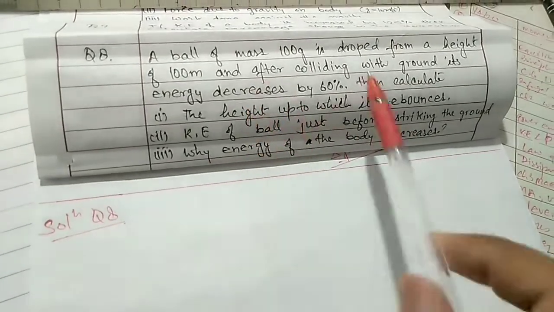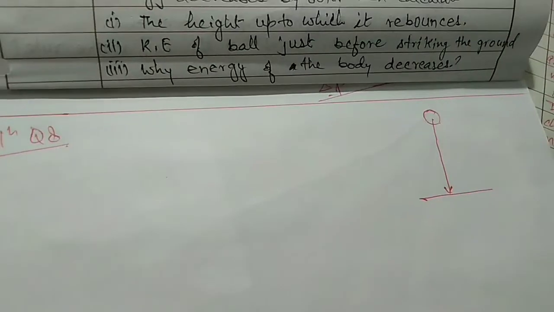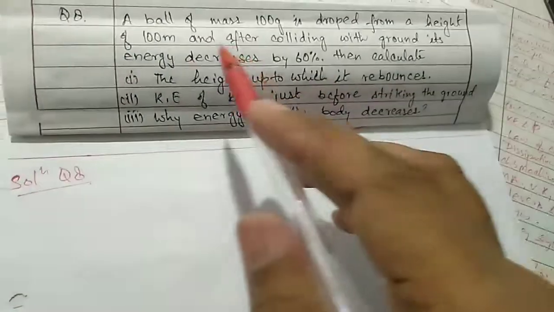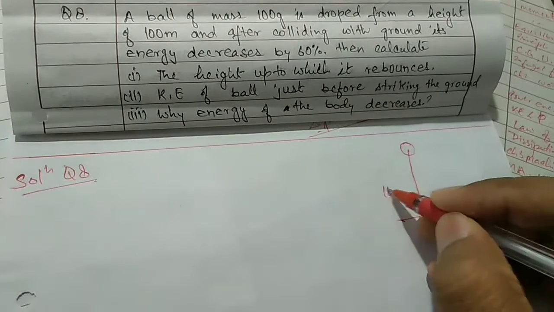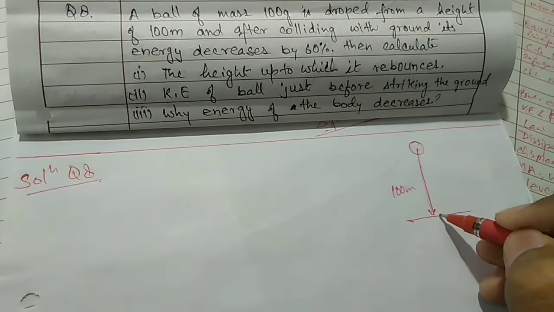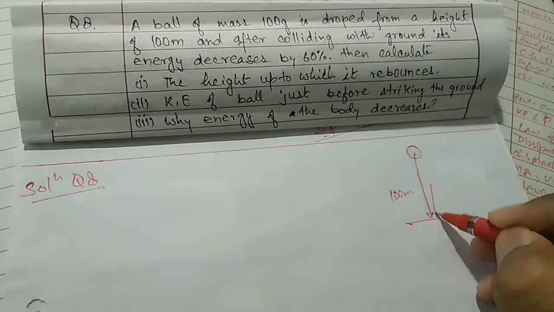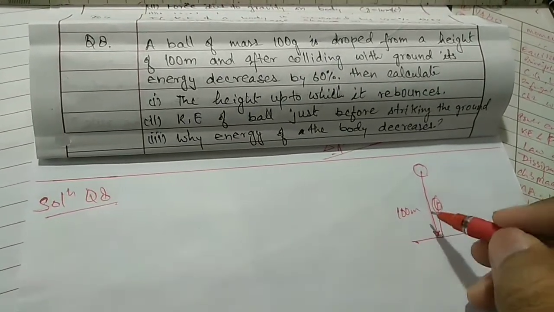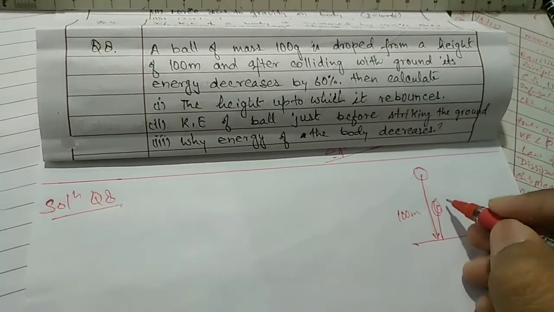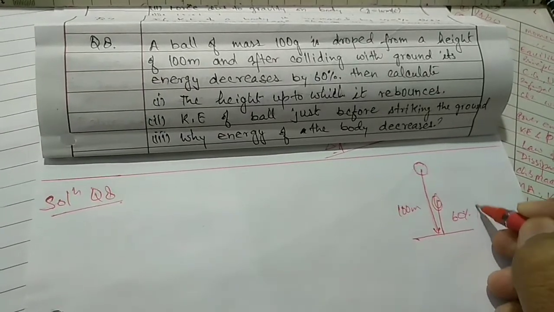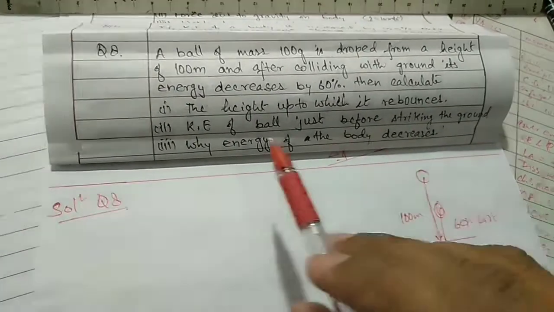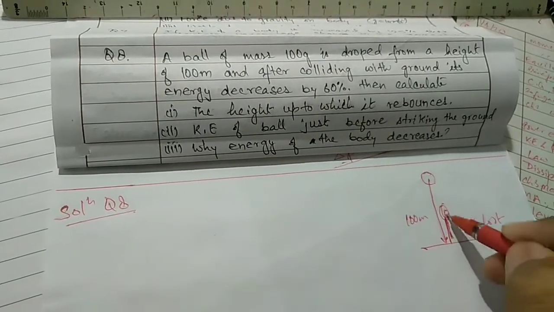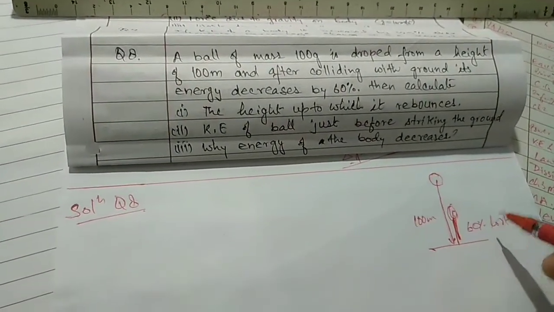So first of all, I want to show the diagram of it. Suppose this is the ball which is dropped from a height of 100 meter. After striking the ground, the ball will rebound. Definitely it will come up. It is given in the question that 60% energy is lost. So the first part asks the height up to which it is rebounding, that is, up to which height it will go if 60% energy is lost.